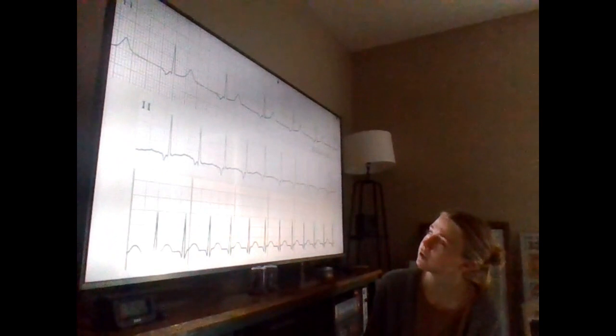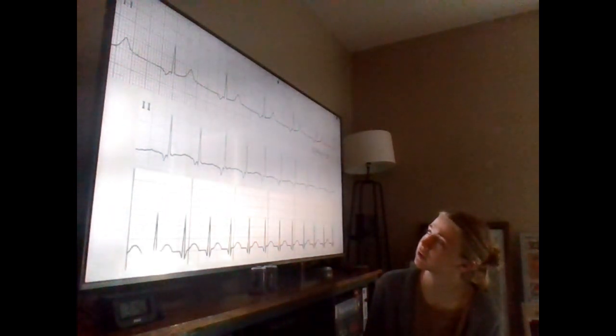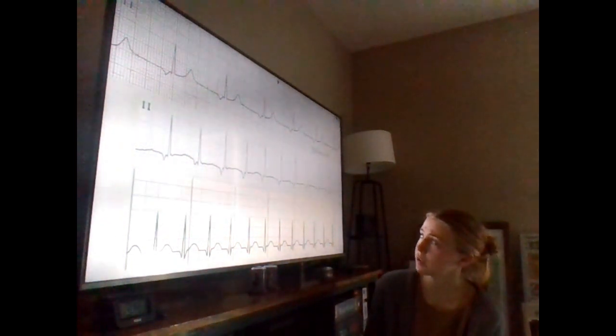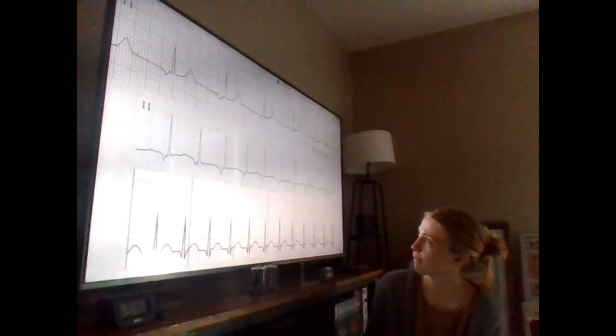And then your next one is an accelerated junctional rhythm at a rate between 60 and 100. This one again has your inverted P waves.